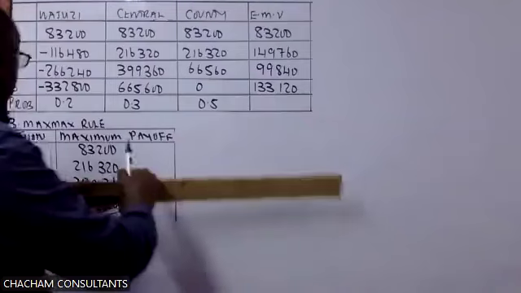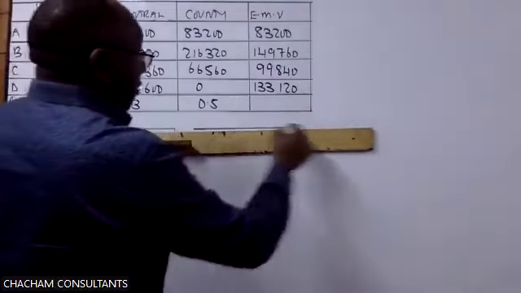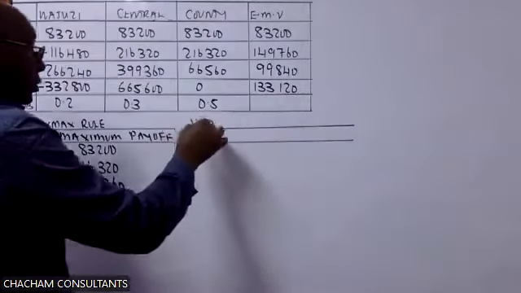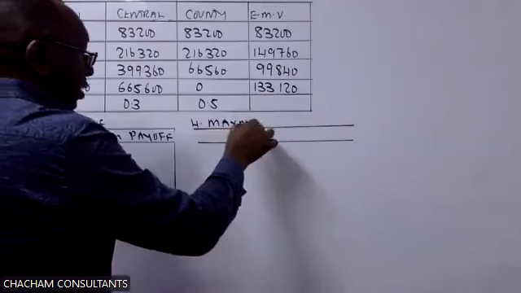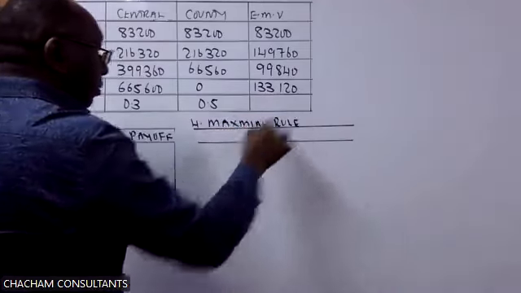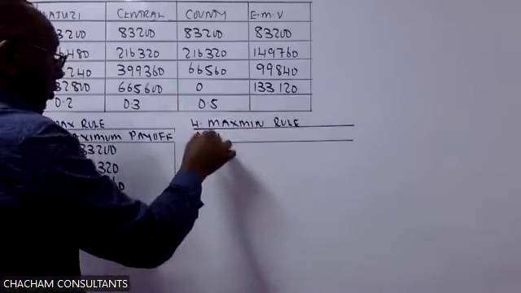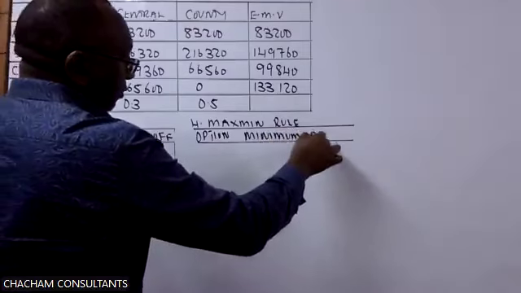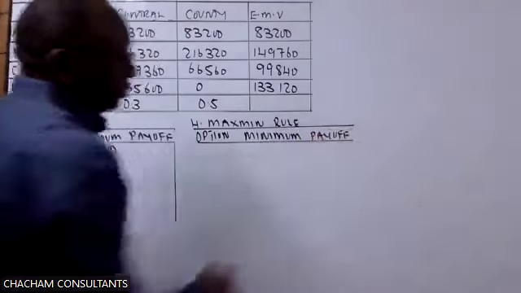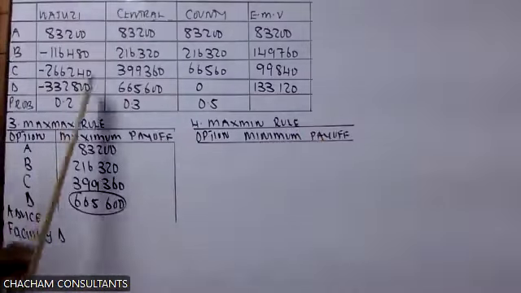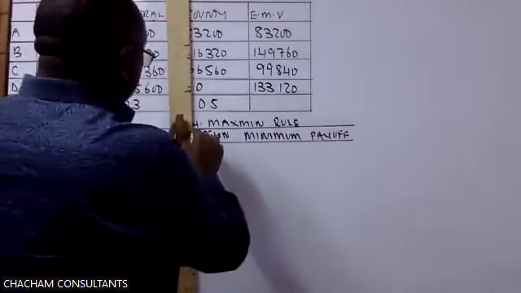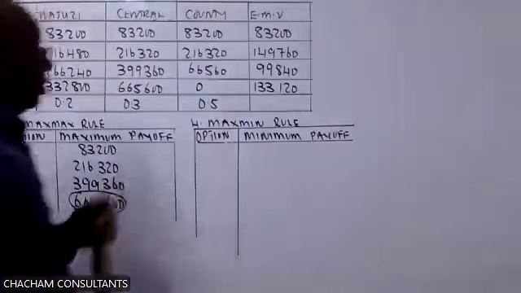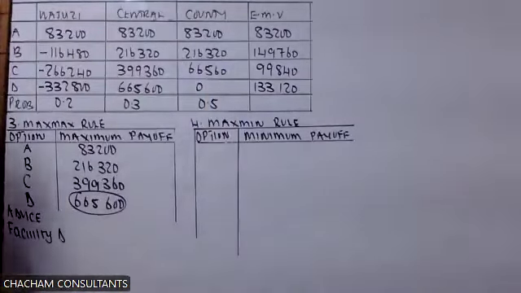The next rule, number 4, is called max-min rule. Max-min rule, we have the option here. Then you extract the minimum payoff.